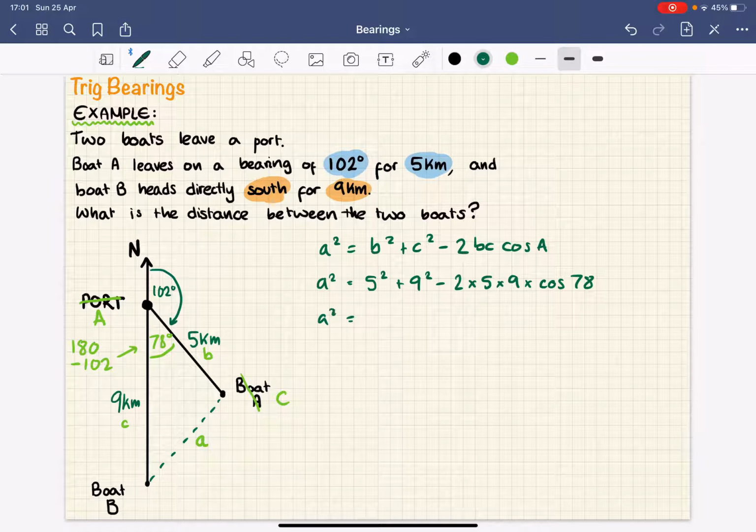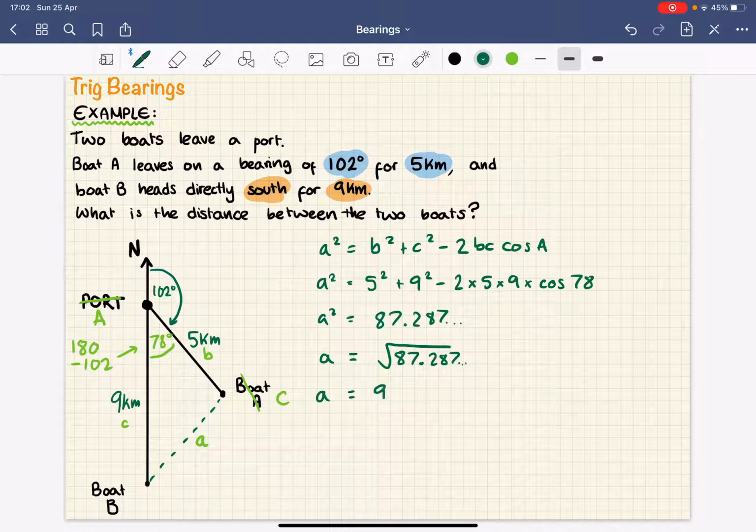And putting all of that into my calculator, that is just going to come out as 87.287 and so forth. But I need to find out A, so I've got to square root that. And remember, I can just do square root and press the answer button so I don't have to write that whole thing out. And that is just going to come out as 9.3428 and so forth. And if I was to round it to 2 decimal places, that would just be 9.34. And I'm going to have kilometers.